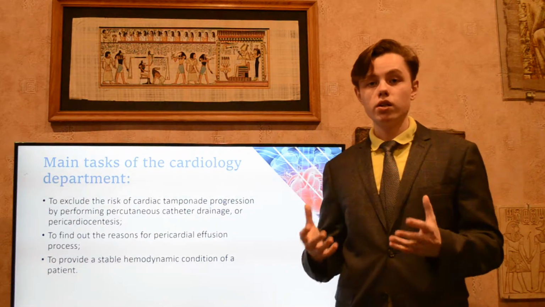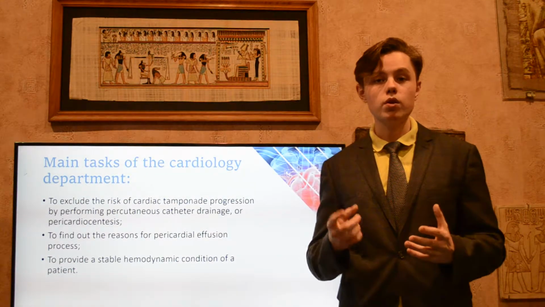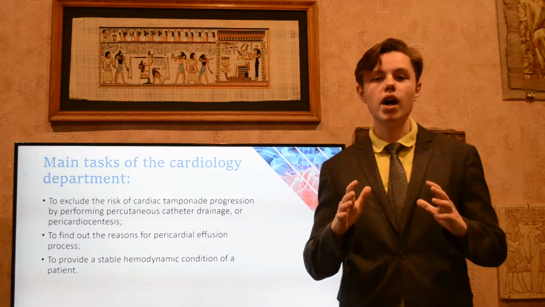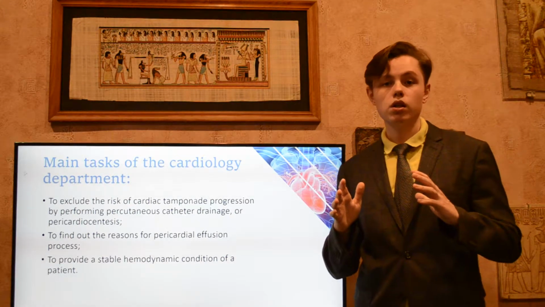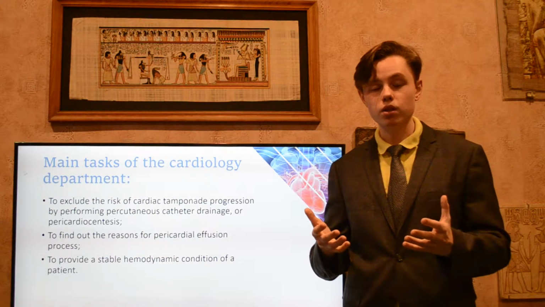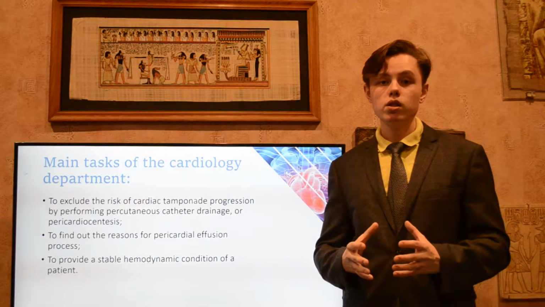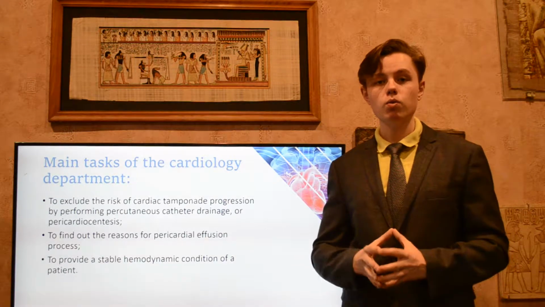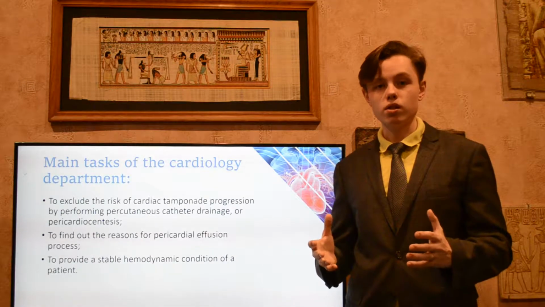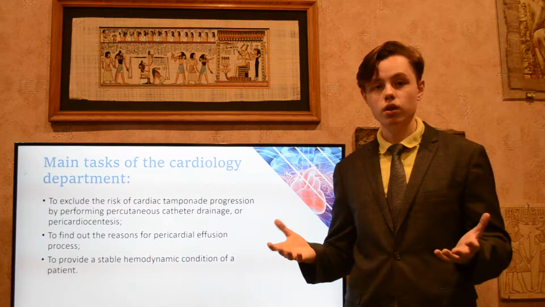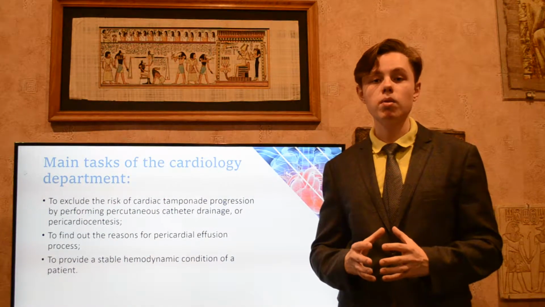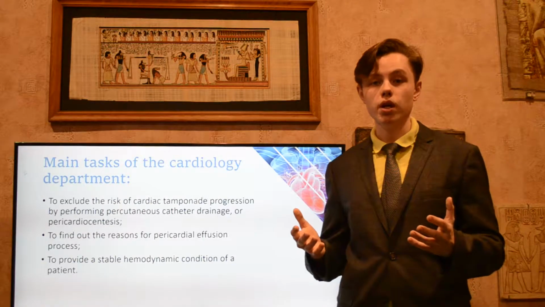So there were several main tasks for the cardiology department. The first one was to reduce the progression of pericardial effusion and to prevent the possible risk of cardiac tamponade development. In order to do that, the procedure of pericardiocentesis was used. The second task was to find out the reasons for the pericardial effusion, why it happened. And the last task was to stabilize the hemodynamic condition of the patient.